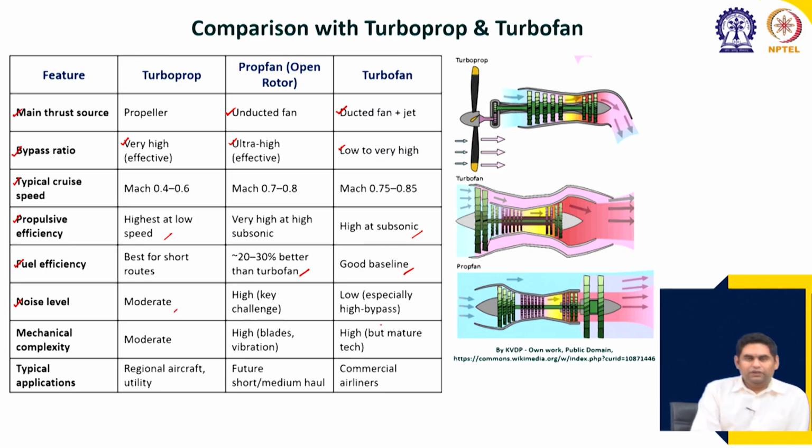Noise levels are actually high, but because the propeller is rotating at a lower speed, the resultant noise is not as high. It could have been high if the propeller would rotate faster. For prop fan, the noise is very high, because now the rotor is rotating very fast.